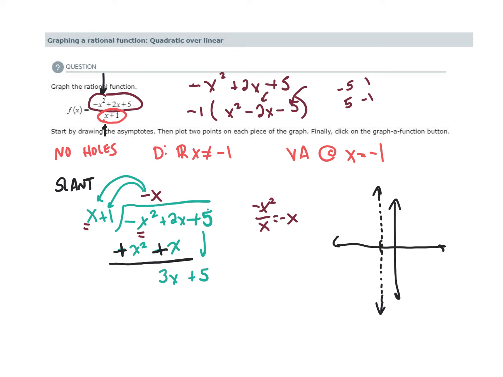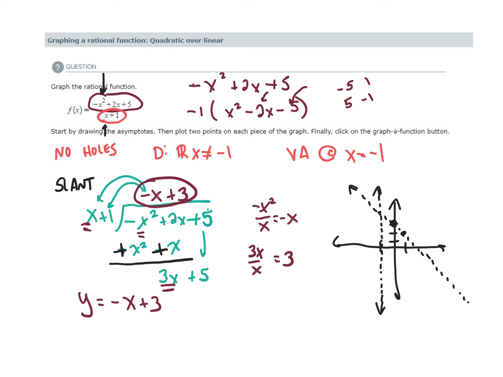Now I'm going to do a very similar thing. I'm going to take the first term in my new polynomial and divide it by this x. So 3x divided by x is 3, so plus 3. And I can stop here because here's my mx plus b. So my slant asymptote is going to be -x plus 3. If I plot that over here, there's a y-intercept of 3, down 1 over 1 leads me up here. So there is my slant asymptote.